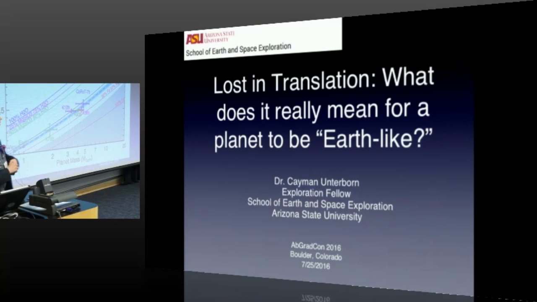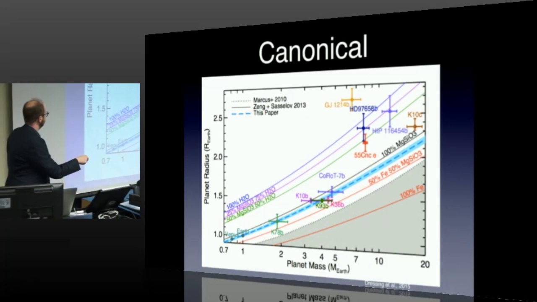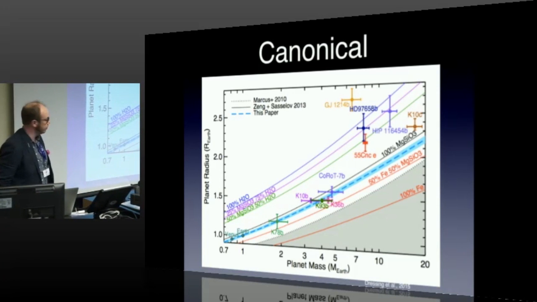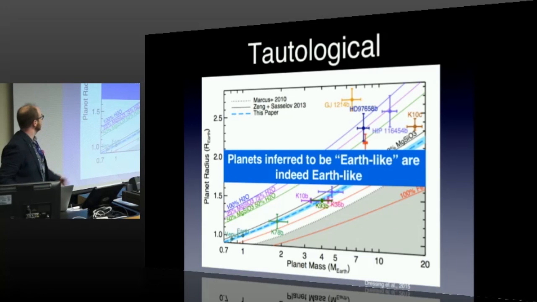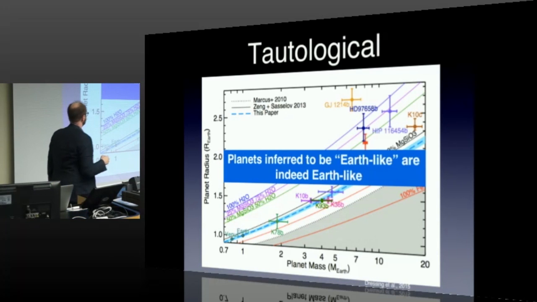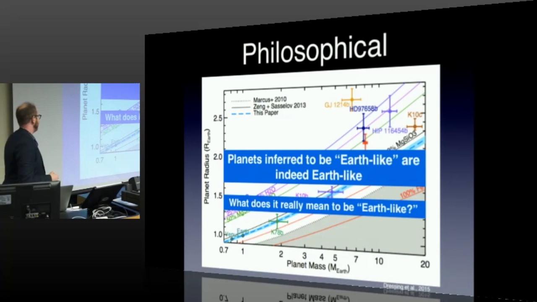Better? Yeah, okay. So this is sort of the canonical model of mass and radius, and in this paper, she drew this blue line and said that is sort of the Earth-like line. And a lot of these planets, including Earth and Venus, went through this line, and then they came up with this tautological saying that planets inferred to be Earth-like are indeed Earth-like, and that has a lot of implications. So the question then we ask is, well, what does it really mean to be Earth-like?